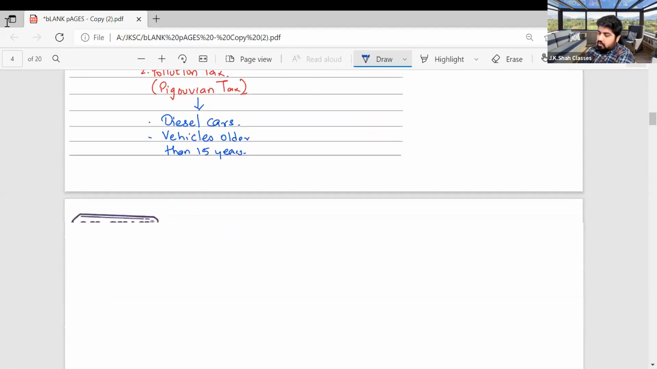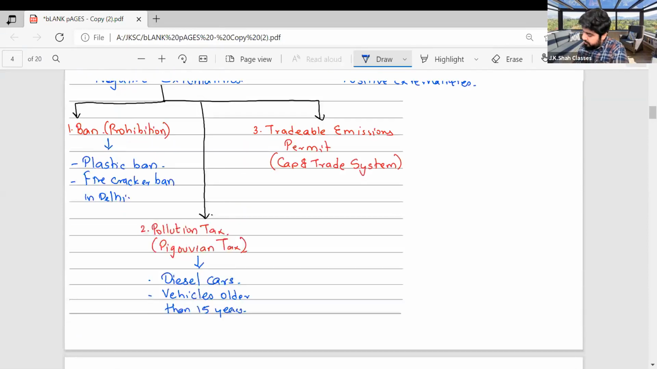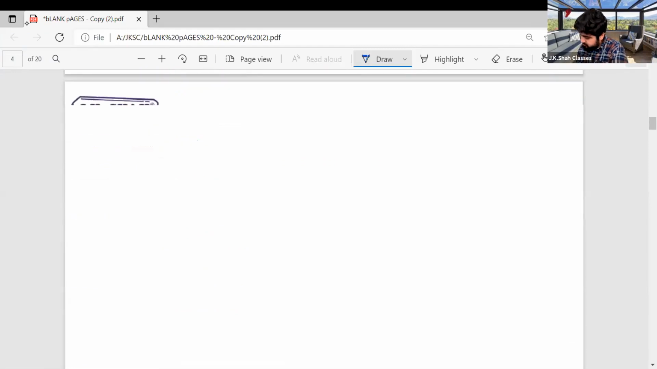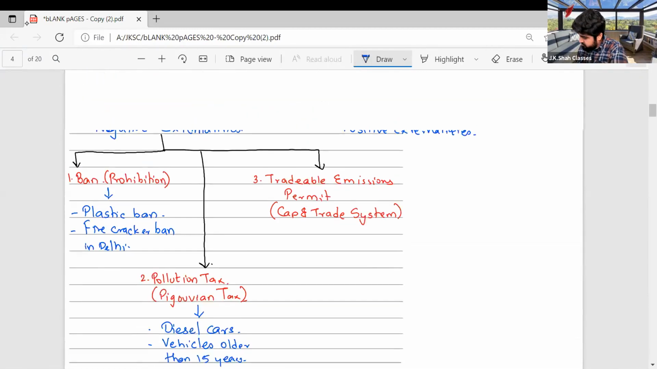Now, friends, when we are talking about pollution tax, there will be certain advantages and certain disadvantages. What say? Do you agree to this? So when we talk about pollution tax, money can't replace the effects of pollution. Yes, that's true.